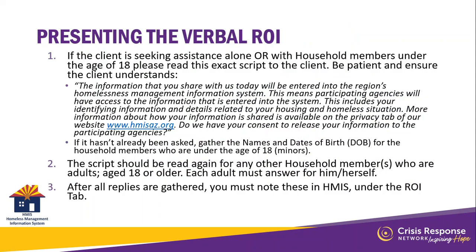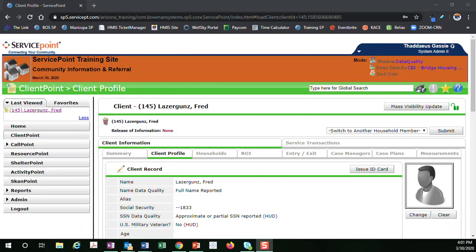Let's go there now. We use the ROI tab to show that a verbal ROI was obtained. We encourage you to also use it to show when a signed ROI is obtained. This will make it easier to quickly check a client's ROI status. First, before reviewing or creating the client's record, you should already be entering data through the correct project.